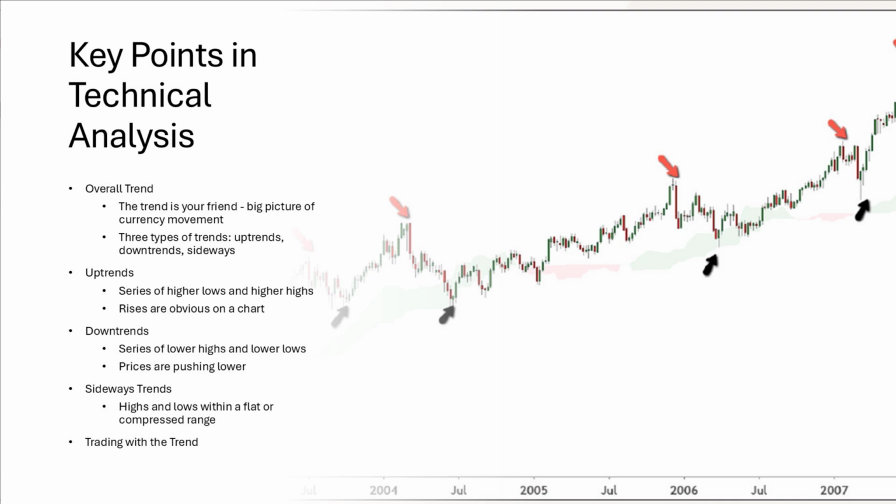Sideways trends, also known as ranging, are a series of highs and lows within a relatively flat or compressed range. These usually happen when there isn't a clear direction in the market. Once you know the trend, it helps to trade in the direction of it, as its momentum would naturally help you. So, in an uptrend, it tends to be better to look to buy on weakness or dips. The same way in a downtrend, it tends to be better to look to sell on strength. This sounds a lot easier than it really is though, but don't worry, we'll be going into the art of technical analysis in our upcoming videos.